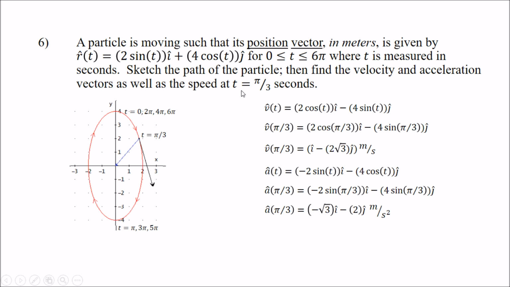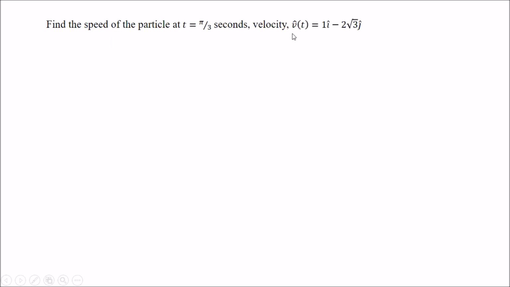Now, in order to find the speed, what we're going to have to do is transfer our velocity vector over to this page. So the speed at time pi over 3 seconds, and I'm just reminding you what the velocity vector is. It's 1i minus 2 square roots of 3j. If I make a triangle, 1 unit to the right and 2 square roots of 3 units down, and if you put the units on there, those are measured in meters per second, simply find the hypotenuse of this right triangle. So you have the horizontal and the vertical components.